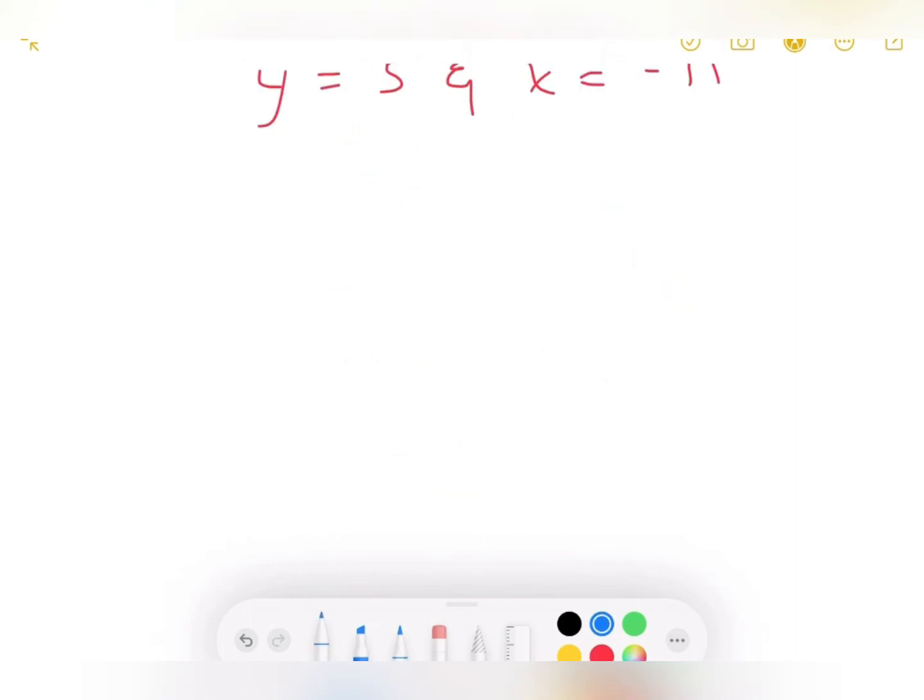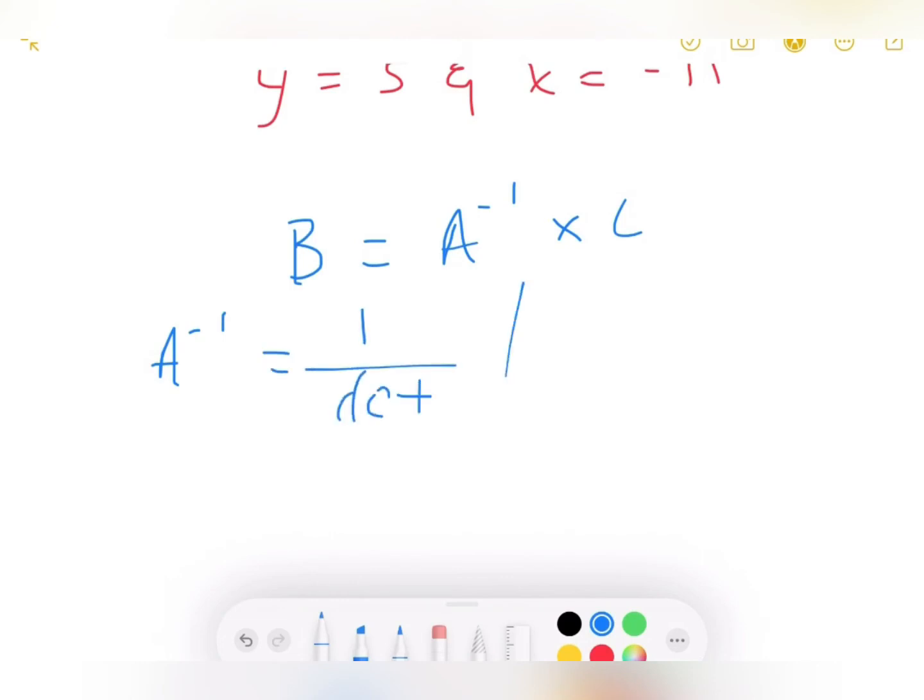When solving using the matrix method, it's like using a formula. The formula is B equals A inverse times C. A inverse is equal to 1 over the determinant times the transpose of A. So the determinant, 1 over the determinant of A, let me write that in an X form. This is a form you can write the determinant in.